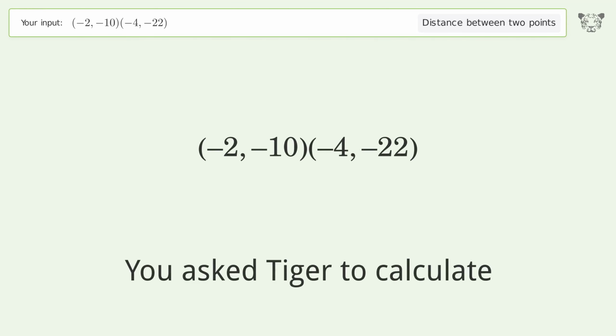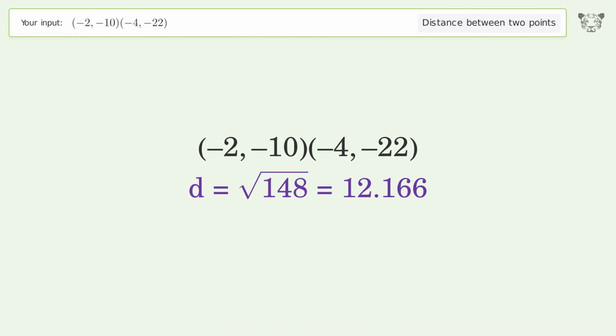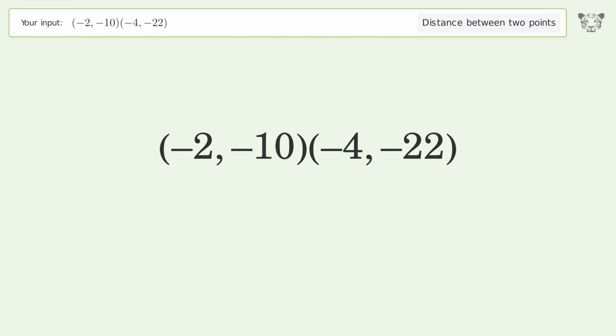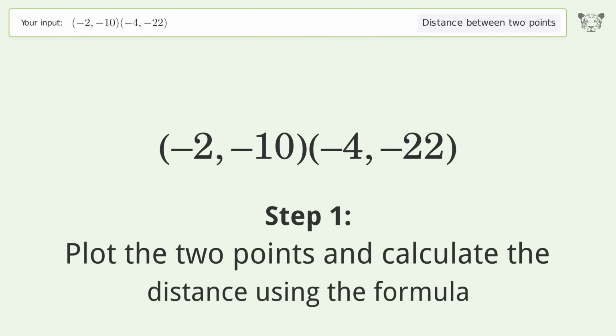You ask to calculate the distance between 2 points. The distance between the 2 points is the square root of 148, or 12.166. Let's solve it step by step. Plot the 2 points and calculate the distance using the formula.